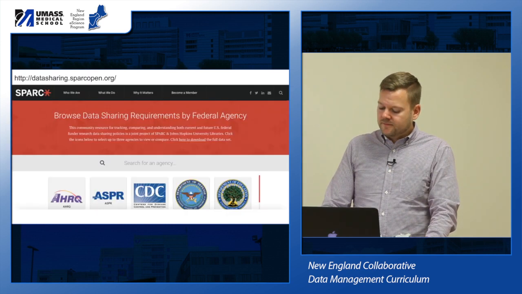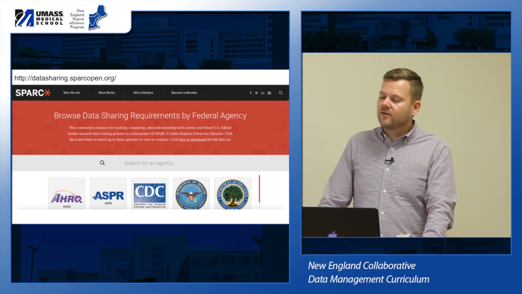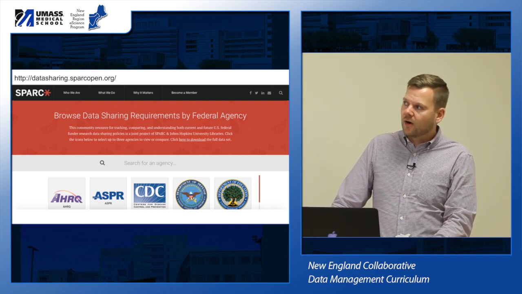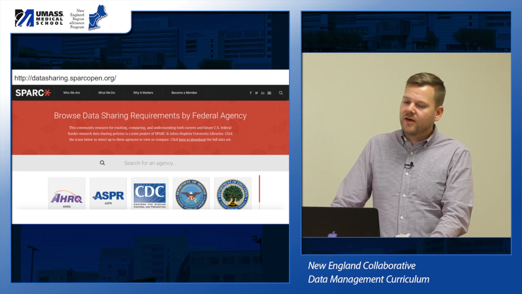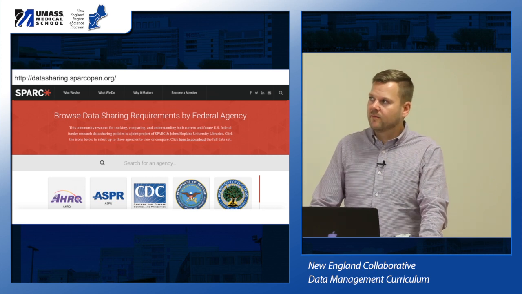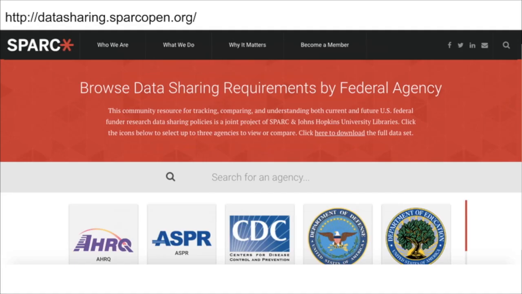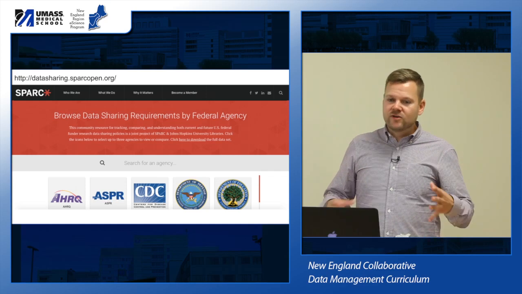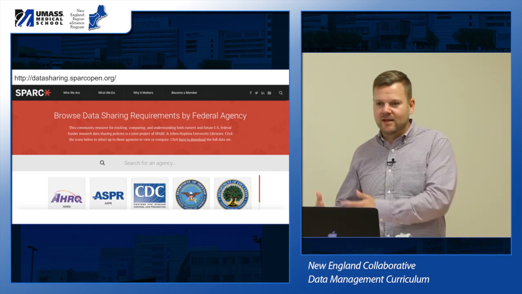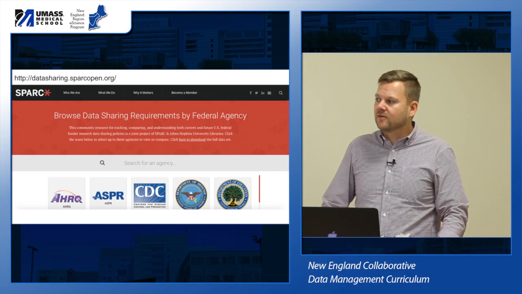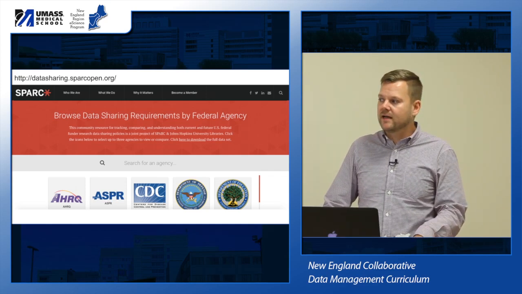So this is a great website here. This is from Johns Hopkins University and SPARC, and they partnered together to look at the federal public access policies that have been emerging. The Office of Science and Technology Policy in the White House had called upon federal funding agencies with assets of $100 million or more to come up with plans to make their publications and data available. The idea being research is publicly funded, so it should be available to the public, so that they have access to not only the publication but the underlying data itself.